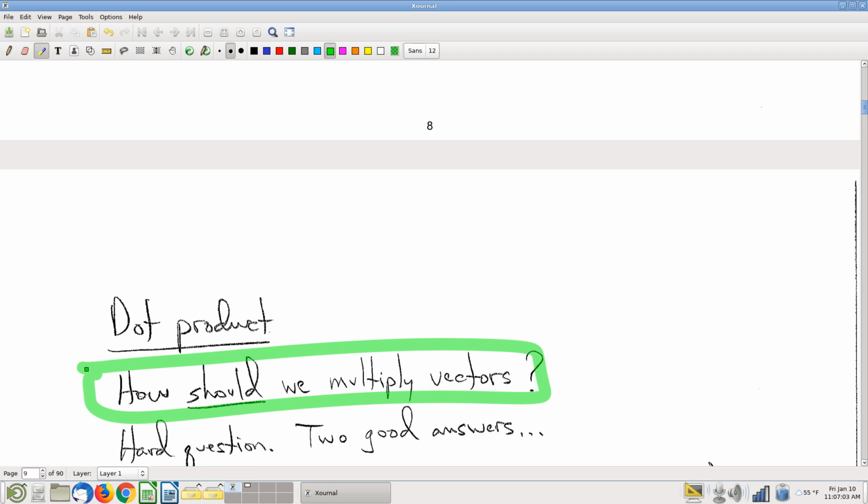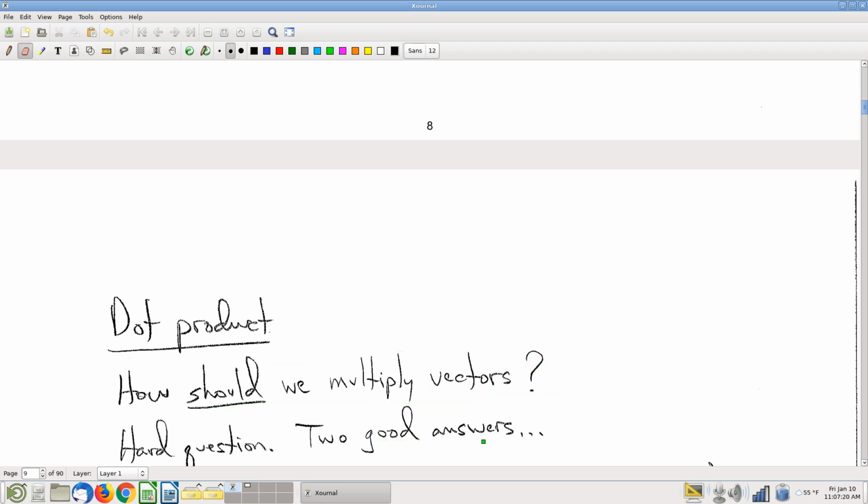And what the mathematical community noticed at some point is that there are actually two good answers to this question. There's two operations that we can write down that really seem like pretty good choices of how we ought to multiply vectors. So in recognition of that, we are not going to talk about products of two vectors. We're going to talk about very specific kinds of products. Today we're going to talk specifically about the dot product.